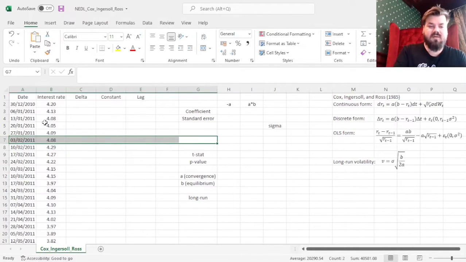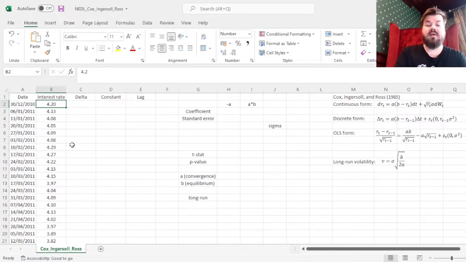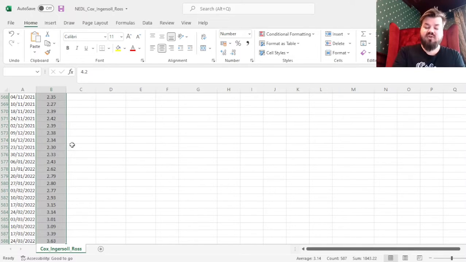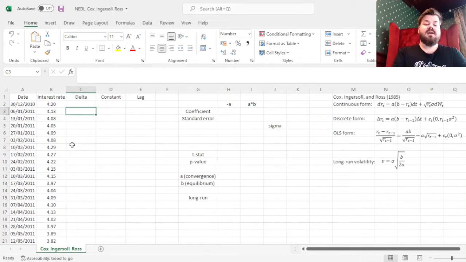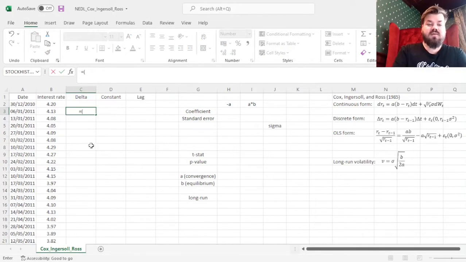So here we have got some real-world data to calibrate our model on. Here are weekly US mortgage rates for a 12-year period approximately. So we can start modifying, normalizing our data to fit into the OLS form of the Cox-Ingersoll-Ross model. First of all, our delta would be the rate of change of the interest rates.